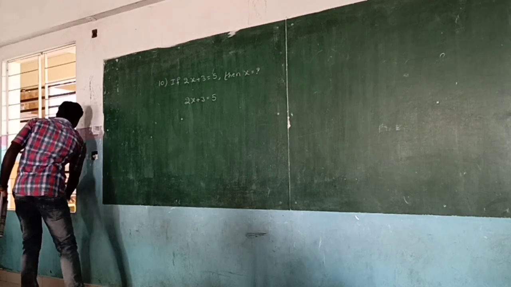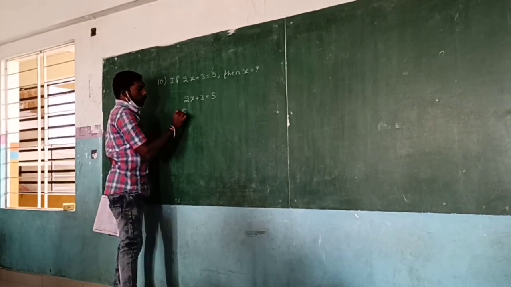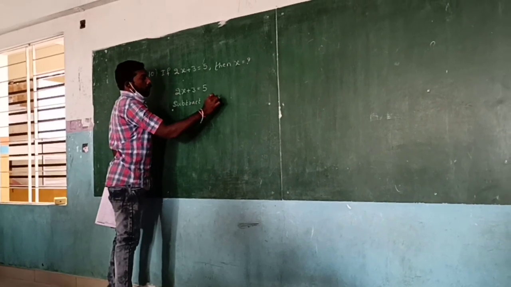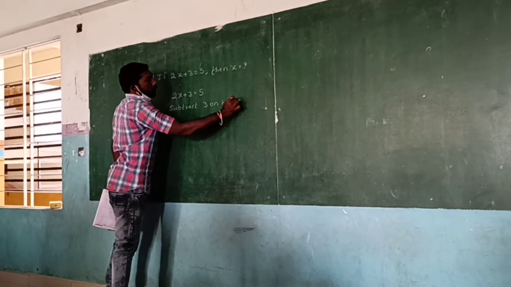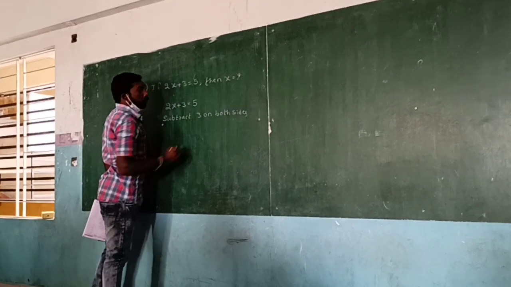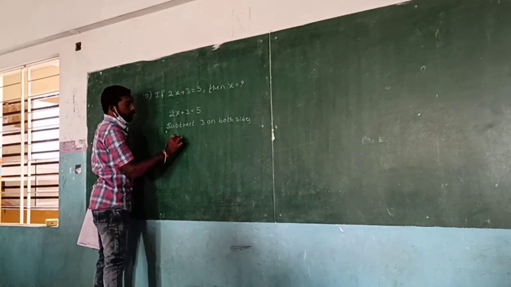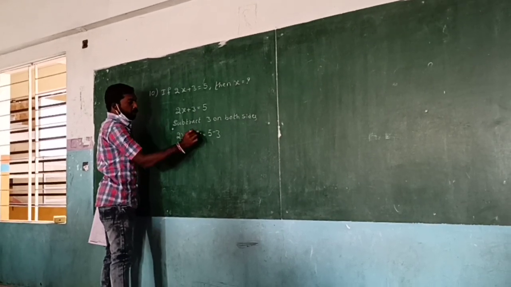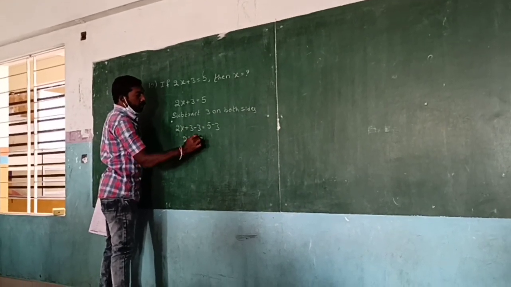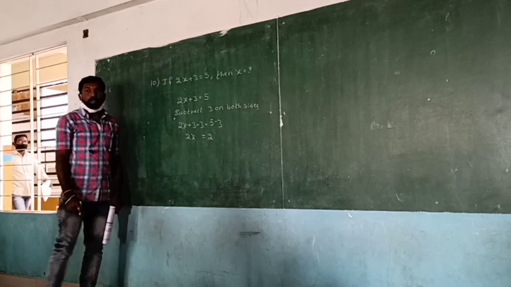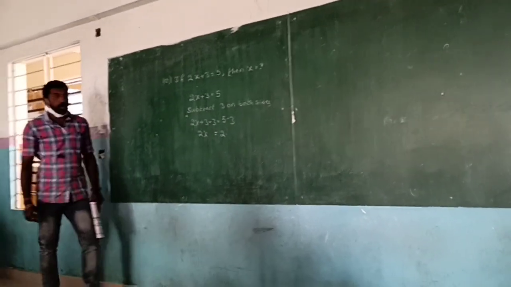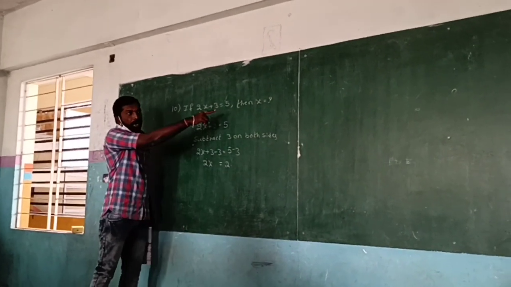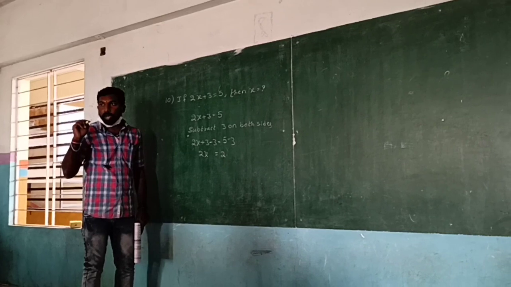So what you have to write here? Subtract 3 on both sides. So 2x plus 3 minus 3 is equal to 5 minus 3. So these get cancelled. So 2x is equal to 2. 3 minus 3 is 0. 5 minus 3, 2. Okay, now what is asking? Only the value of x.